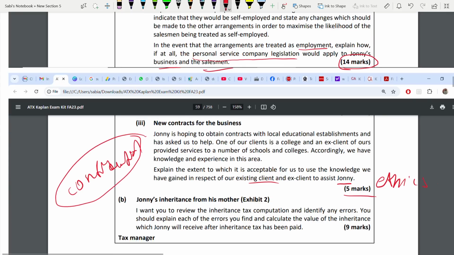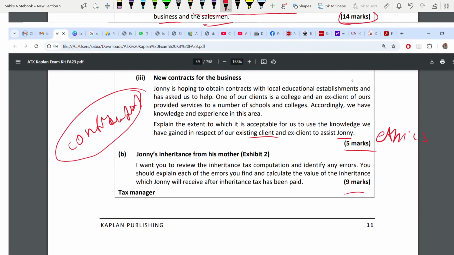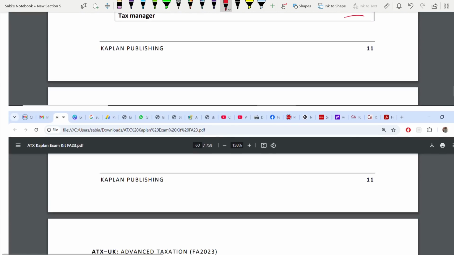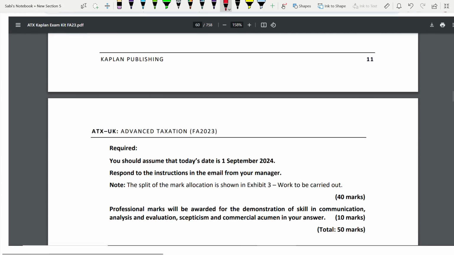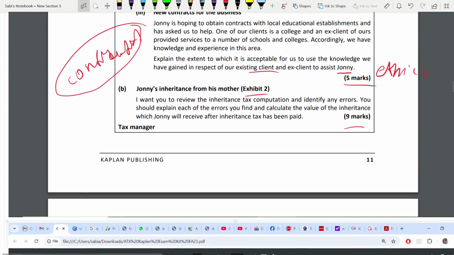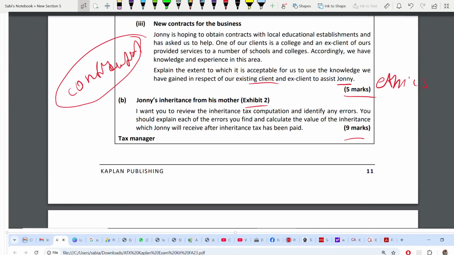Next, for 9 marks, you have to use exhibit 2. So for part A, you have to use exhibit 1 only. For B, exhibit 2. Technical is 40 marks. Professional is 10. That's how you get 50 marks. Now, you have to review the inheritance tax computation they have done already for you. Identify the error. Once you identify the error, explain the error, and then calculate the correct one.